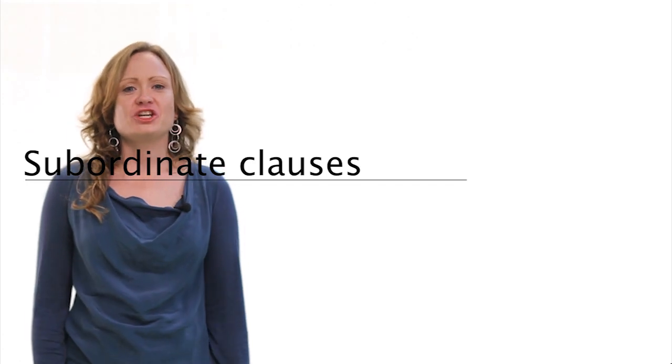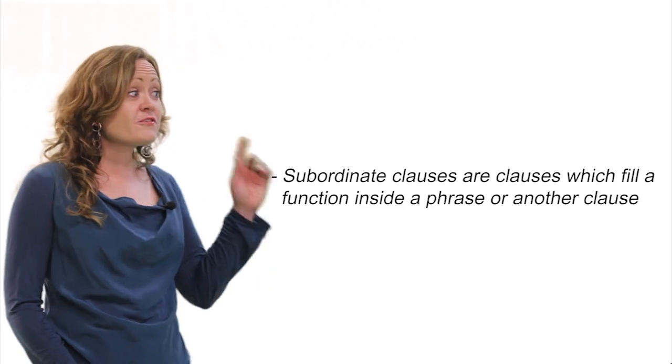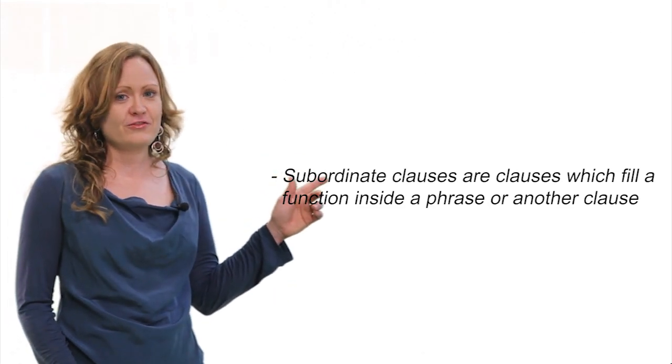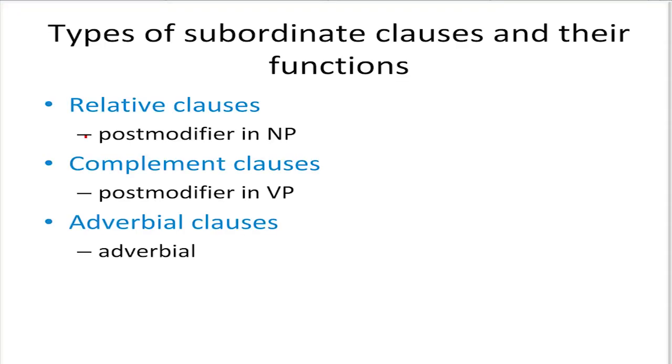In the last lecture, we talked about complex sentences, which were made up of a main clause and a subordinate clause. But in fact, there are different types of subordinate clauses, and in this part, we're going to look more closely at what they are and where you'll find them. A subordinate clause is a clause which fills a function either inside a phrase or inside another clause or sentence.